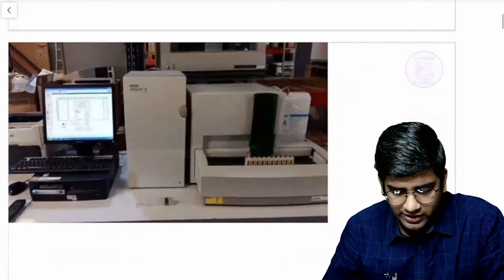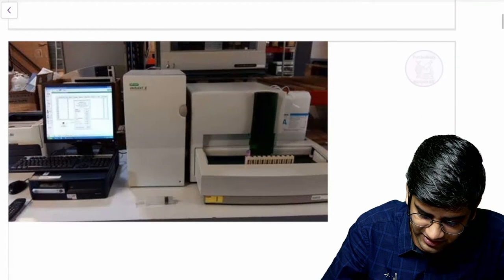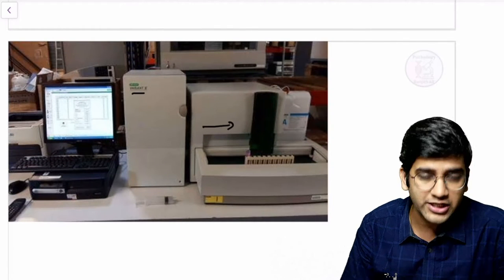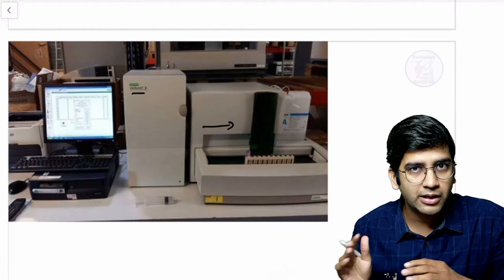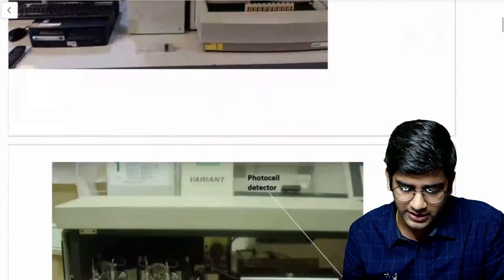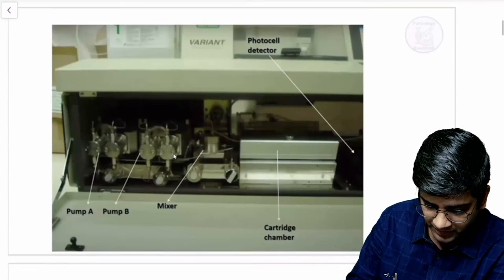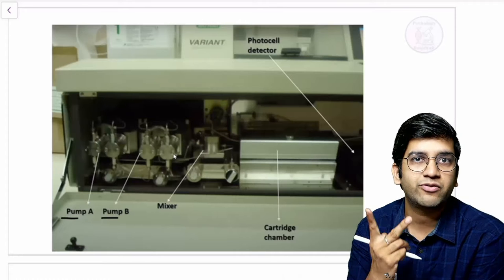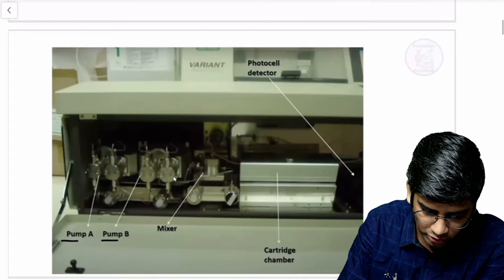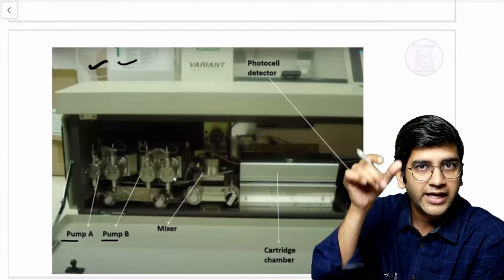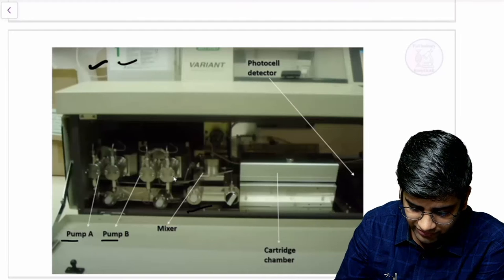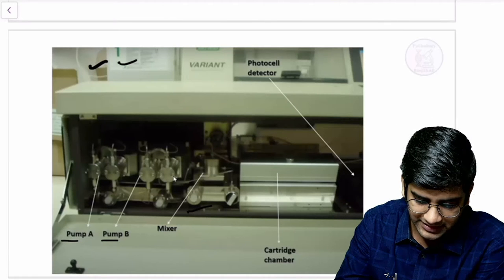So this is what the Bio-Rad machine looks like. You have the entire setup made here. That's your Variant, right? And you'll have an interpretation computer attached to the Bio-Rad machine, obviously, right? So inside the Bio-Rad Variant, it looks like this, right? You can see here, there's a pump A, pump B, because I have two buffers. Actually, the buffers will be on the top of this. This is actually the Bio-Rad buffer. It'll be on top, right? And then you have the mixer, where the sample comes.